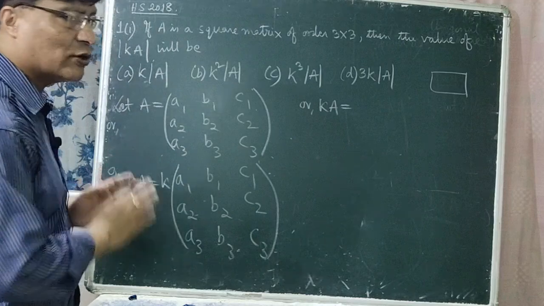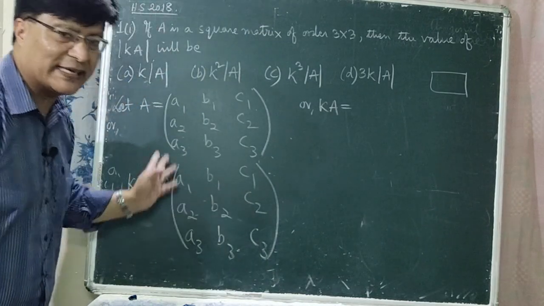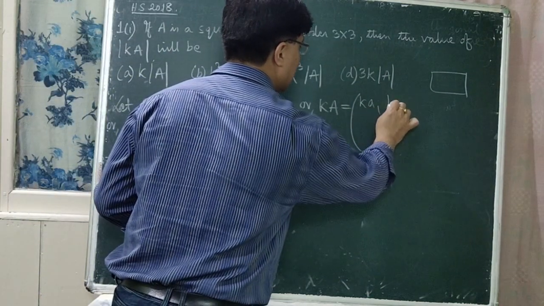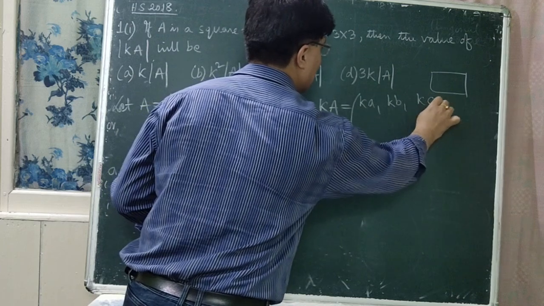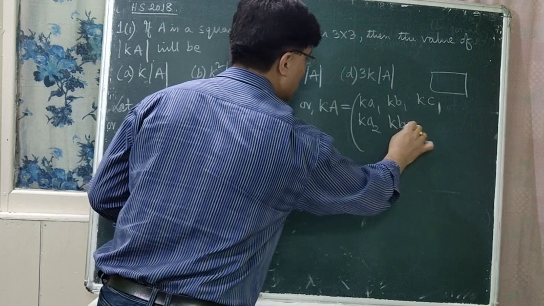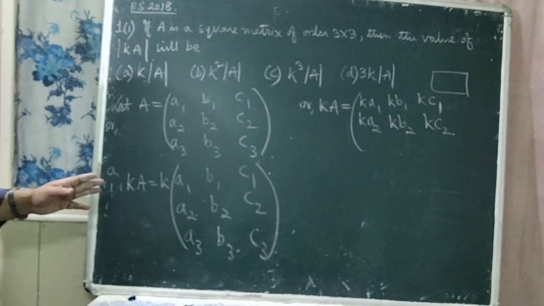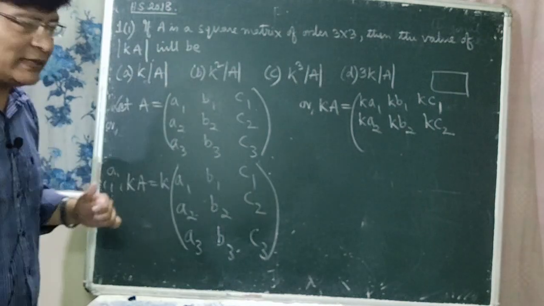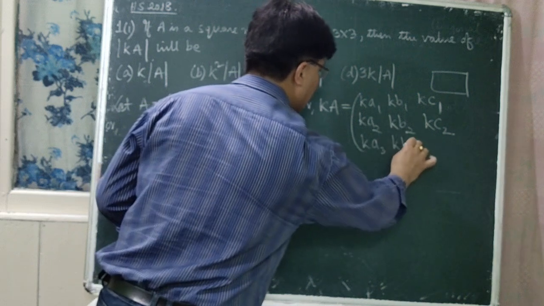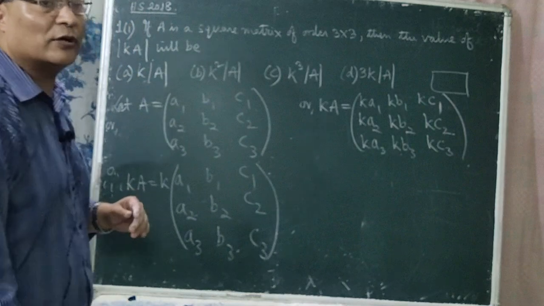Next, kA is equal to, now this is the case of a matrix. You have to multiply all the elements of the matrix by k. So what do we get? It is ka1, kb1, kc1, right? Then ka2, kb2, kc2. Is that clear to all of you? So all the elements of the matrix should be multiplied by k. That is ka3, kb3, kc3. Is that clear to all of you?